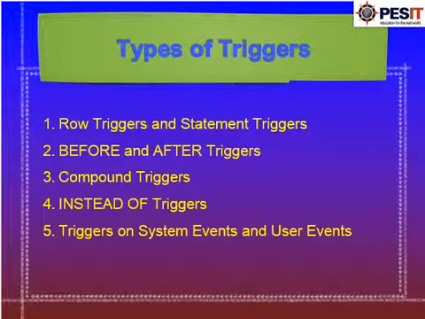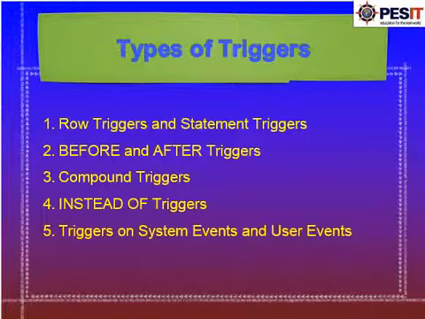So now we see instead of trigger. An instead of trigger provides a transparent way of modifying views that cannot be modified directly through DML statements. These triggers are called instead of triggers because, unlike other types of triggers, Oracle Database fires the trigger instead of executing the triggering statement.